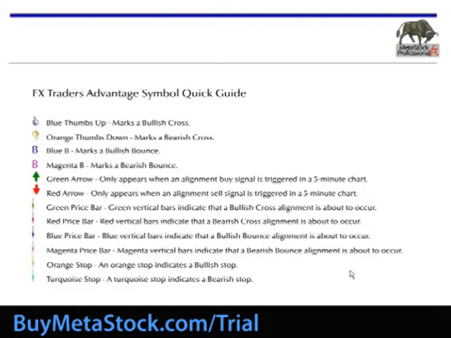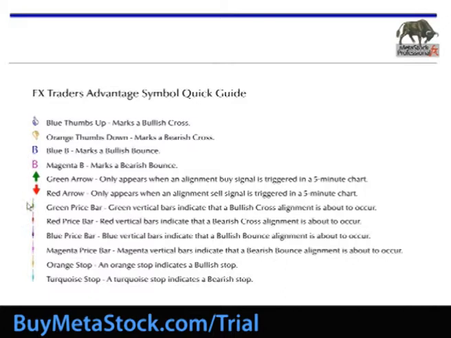This is a quick guide to let you know what some of these symbols mean. It's pretty simple. When the green line crosses above the red line, you have a blue thumbs up. When the red line crosses over the green line, you have an orange thumbs down. Bullish cross, bearish cross. A blue B and a magenta B indicate bounces. A bounce is when the lines don't actually cross, they come together and then they diverge again. If they diverge with the green line on top, that's where you're going to get the blue B. With the red line on top, you're going to get the magenta B.